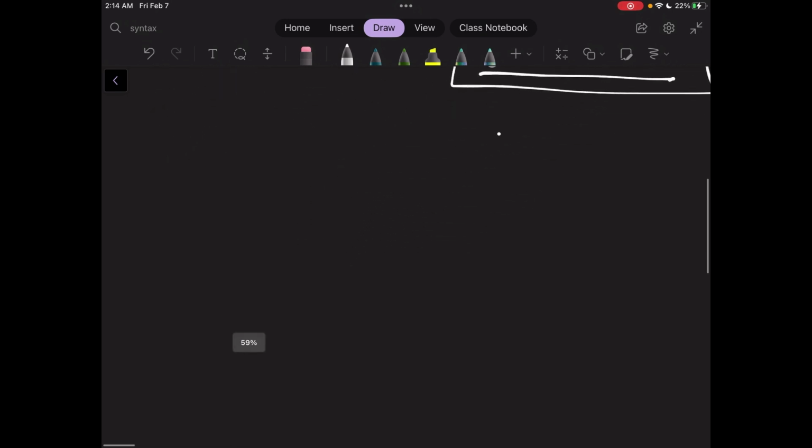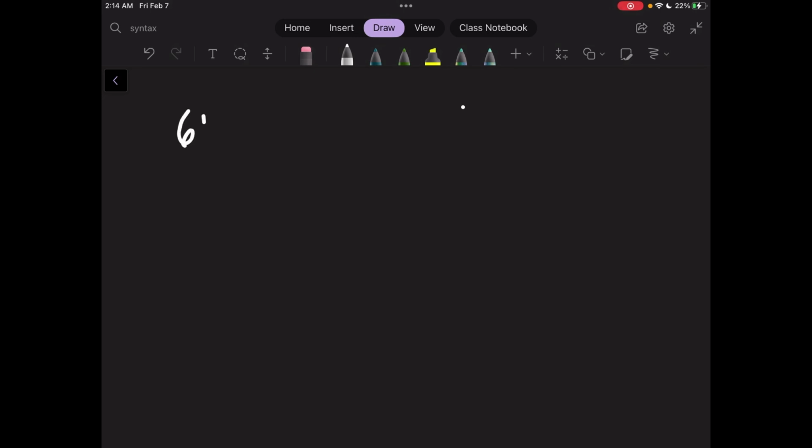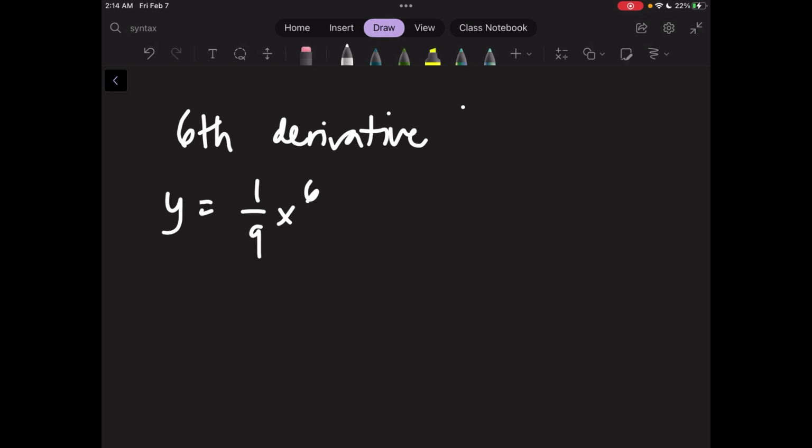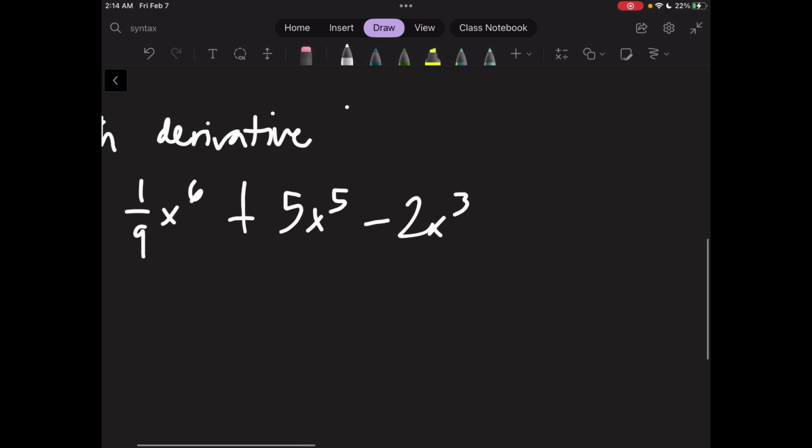So now let's move on over to our practice problem. For our first one, we must find the sixth derivative of this equation. y equals 1 over 9 x raised to 6 plus 5 x raised to 5 minus 2x cubed minus 3/7 x plus 12.